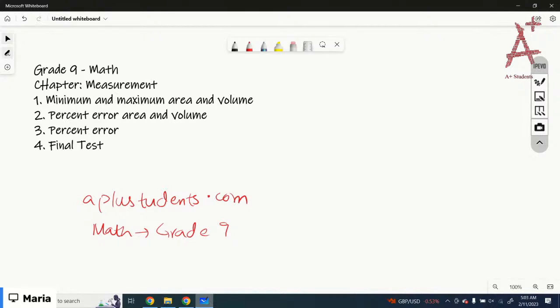There you can find a list of the chapters. We're going to start with the chapter measurement. The lessons we're going to cover today are minimum and maximum area and volume, percent error, and then we'll do the final test.